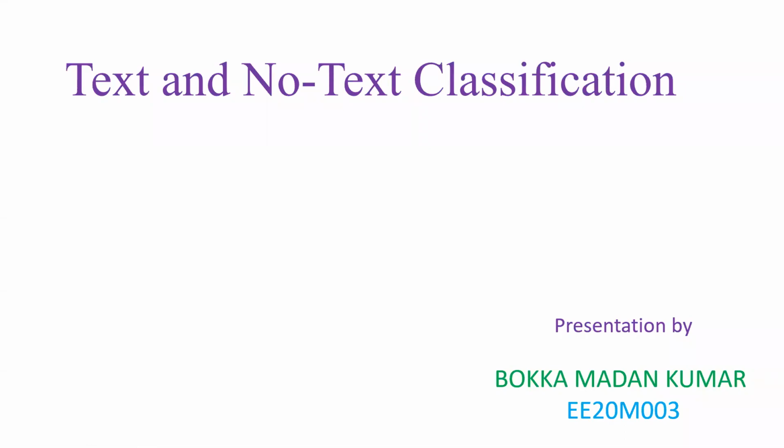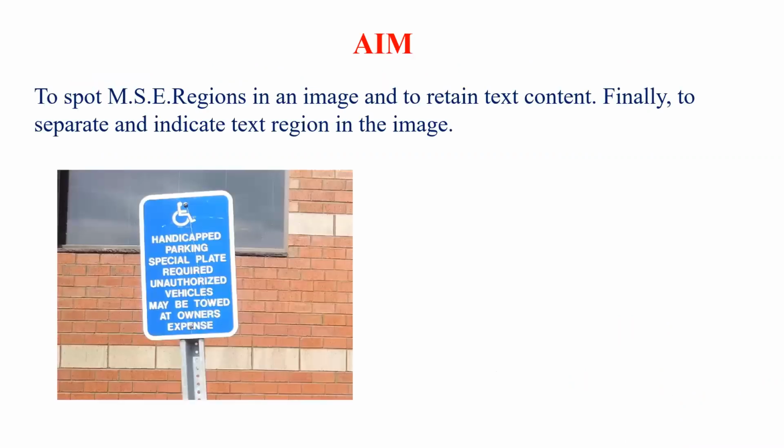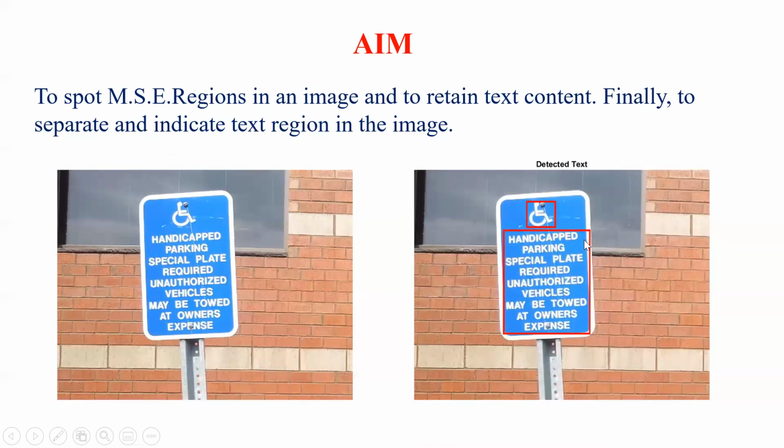I'm going to talk about my project, that is text and non-text classification in images. The aim of this project is to detect text regions in an image by using MSER features. This is our taken input image. Our aim is to detect the text region.